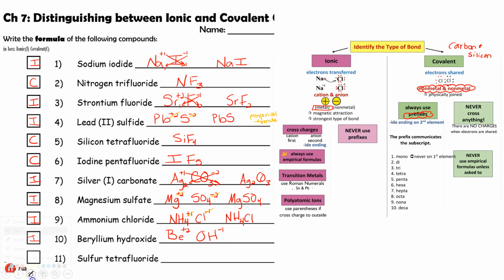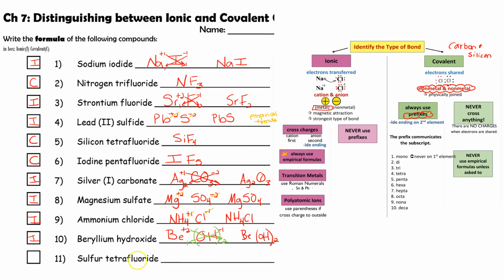Now some people get very confused about whether they should put parentheses here. The answer is definitely yes. Notice that you're crossing a charge to the outside of that polyatomic ion. If you don't put parentheses around it, you're saying that the formula of hydroxide is OH2. That's not correct. Because you're crossing a charge to the outside of that polyatomic ion, you must have parentheses. And of course we do cross the 1, but we don't write subscripts of 1. So our final answer is Be, parentheses, OH, close your parentheses with a 2 on the outside.